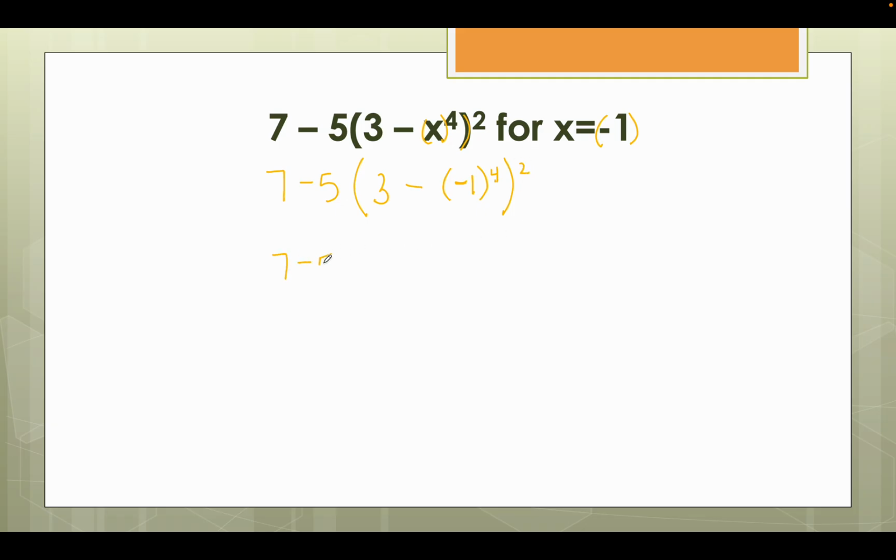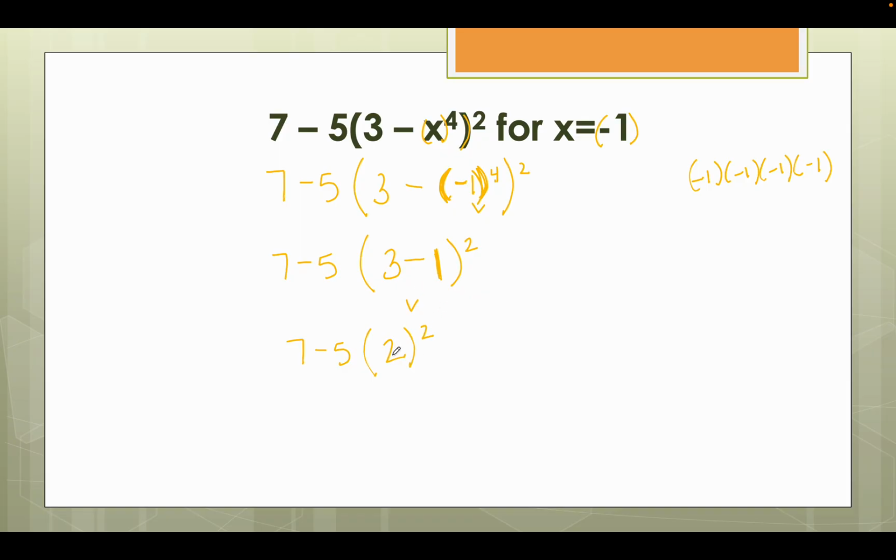Now we're going to do our parentheses first, and in our parentheses we're going to do our exponent first. -1 to the 4th power should be a +1. Close that parenthesis and put the 2 after. Again, if you were to type this whole problem into your calculator and you did not put these parentheses here, your calculator would give you a different answer other than a 1 here. Now we're going to finish our parentheses.